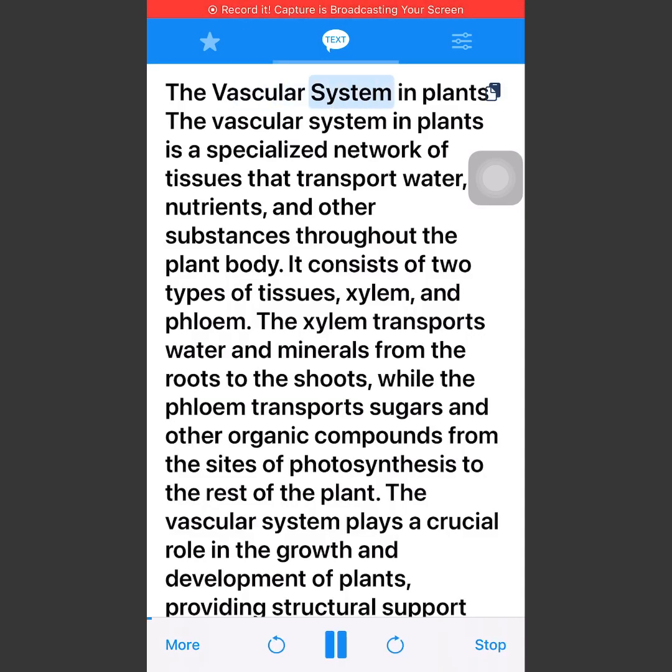The vascular system in plants. The vascular system in plants is a specialized network of tissues that transport water, nutrients, and other substances throughout the plant body. It consists of two types of tissues, xylem and phloem. The xylem transports water and minerals from the roots to the shoots, while the phloem transports sugars and other organic compounds from the sites of photosynthesis to the rest of the plant.